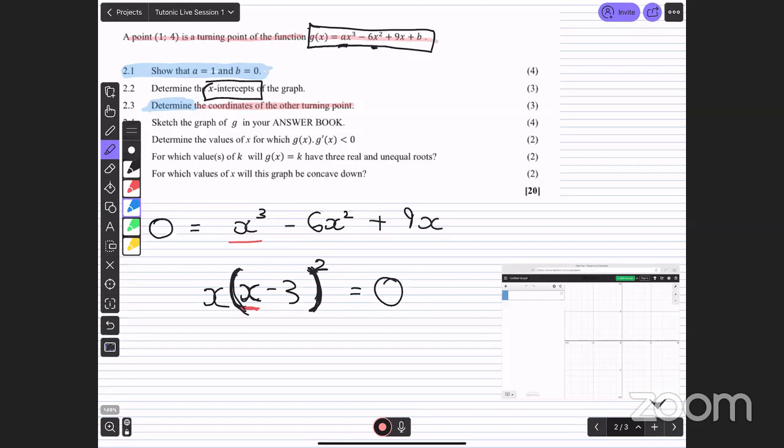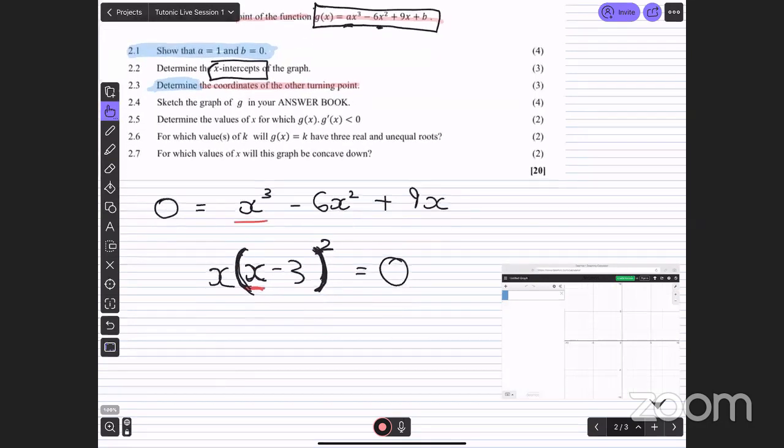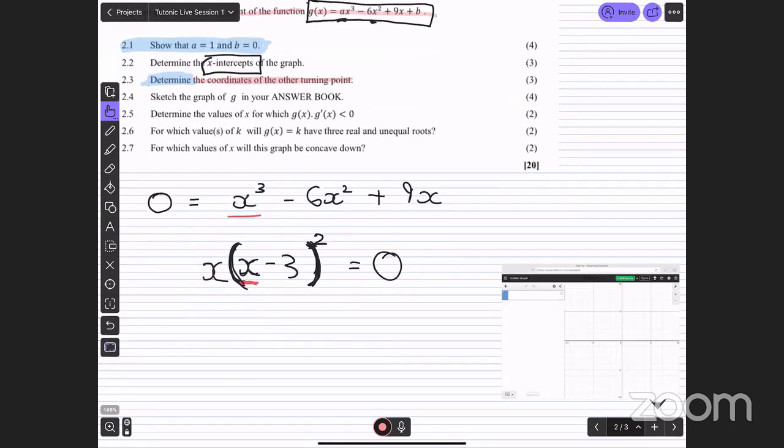So what's the derivative? Quickly, who's going to do the derivative for me for this function? 3x squared minus 12x plus 9 equals 0. Yeah. Okay, and then what can we do? Trinomial. But what's to make it easier? What can we do? Divide by 3. Yeah, so it becomes x squared minus 4x.